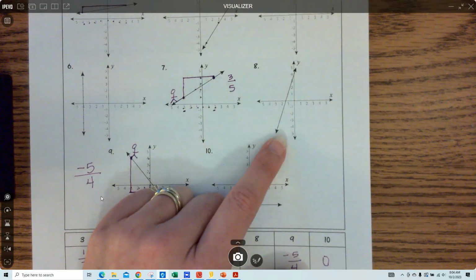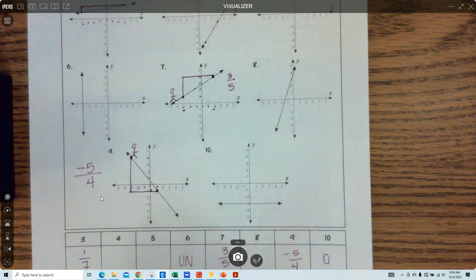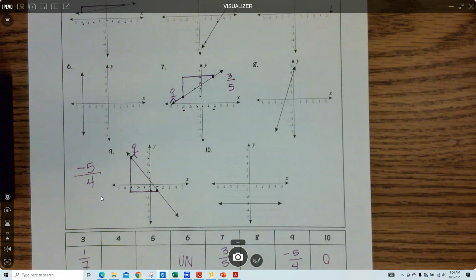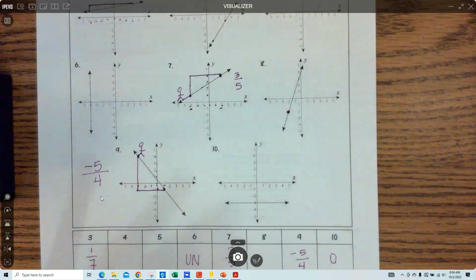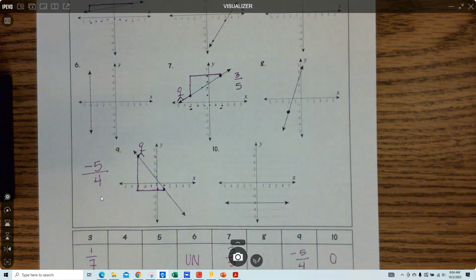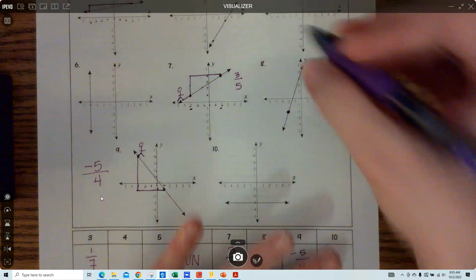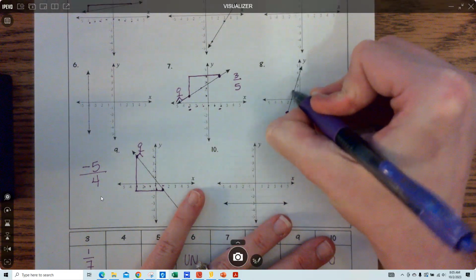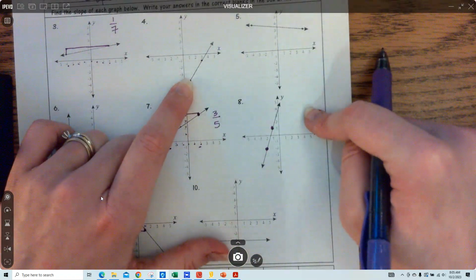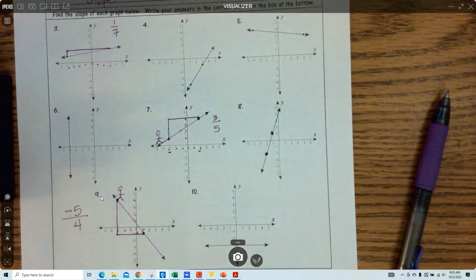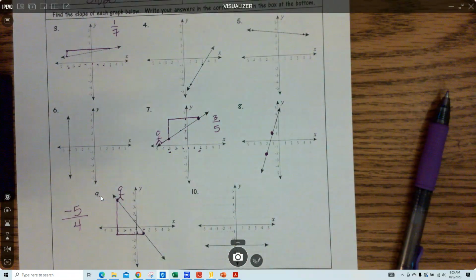All right, so points on number 8. Good points are going to be -2, -2 and -1, 1. There's your two points on that one. Those are the only three I'm going to leave for you: 4, 5, and 8. I'm more than happy to check. I'm more than happy to help. Okay? So that's all you've got today, and I'm done with you for the day.